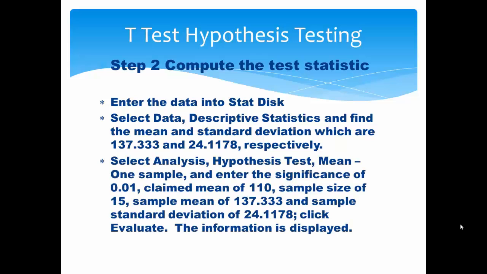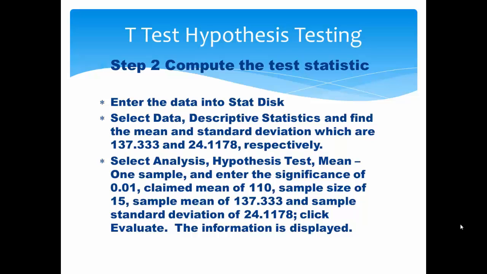So now we're actually going to do the hypothesis test in StatDisk. So again, at the top of the menu, I would select Analysis. Then I would select Hypothesis Test, Mean 1 Sample. And what happens at that point is that you get a little pop-up, and it asks you to enter in some information. So the first thing it asks for is the level of significance, and that was 0.01. That was what I chose for my level of significance.